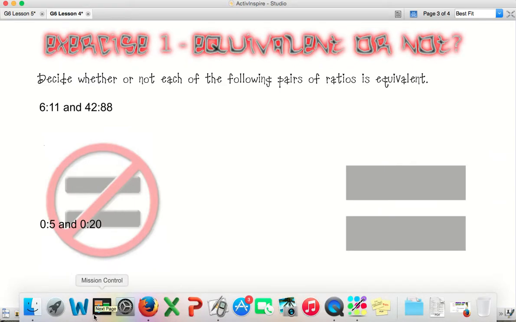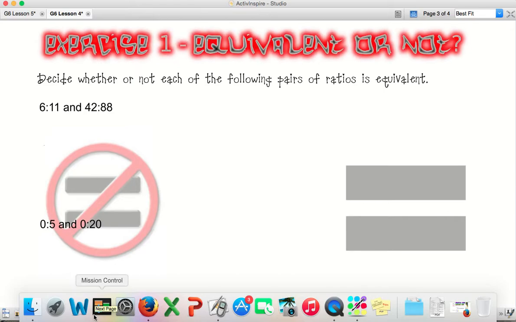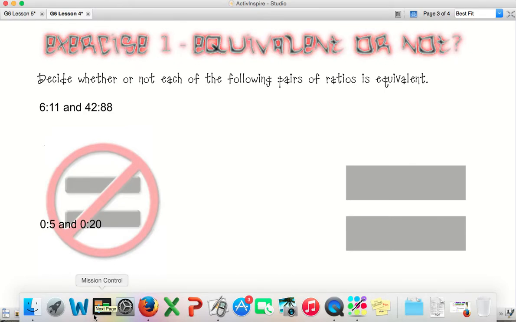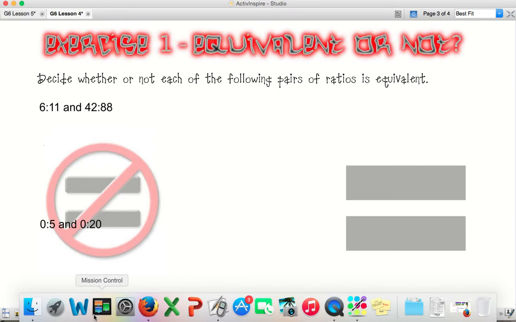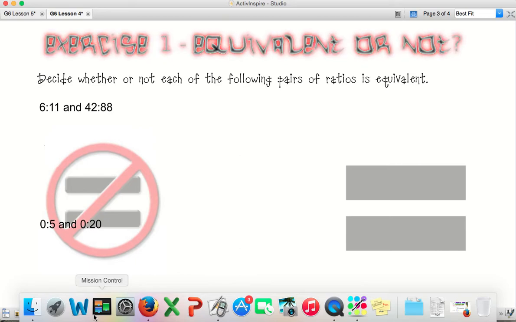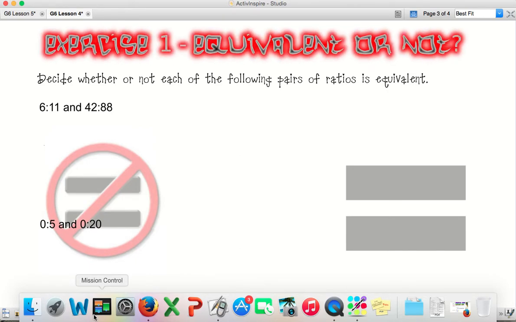Right, so here we have exercise 1. This is also in your student workbook. In exercise 1, I want you to decide whether or not each of the following pairs of ratios is equivalent or not. Remember, in order for ratios to be equivalent, you have to do the same thing to both numbers. So I want you to pause, and when you come back, we'll check your answers.